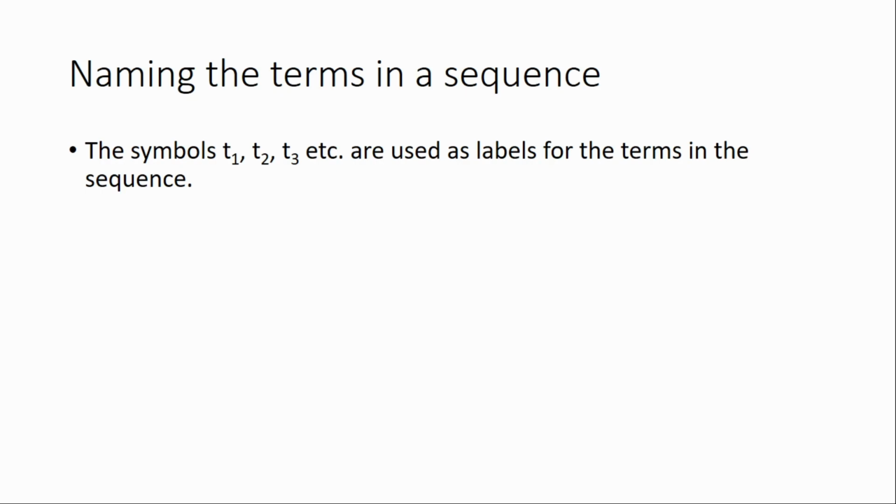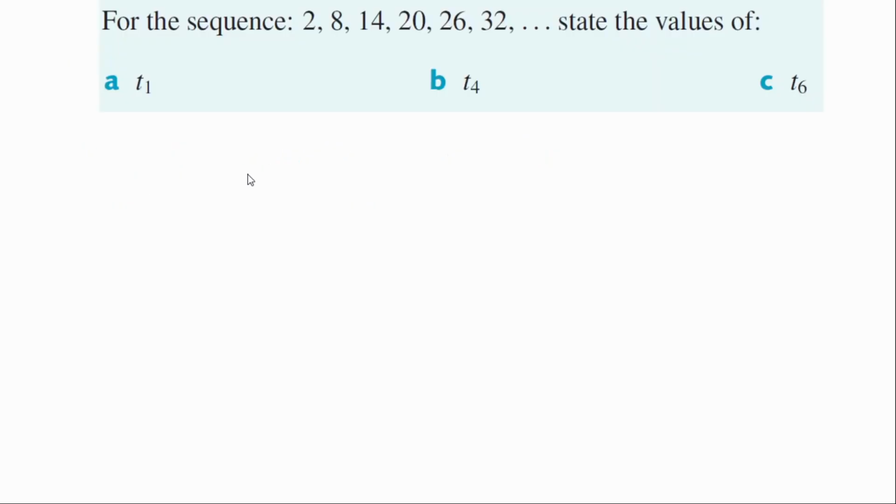Alright, now moving on to naming the terms in a sequence. The symbols T1, T2, T3, and so on are used as labels for the terms in the sequence. So T1 means the first term, T2 means the second term, and T3 means the third term. And the small numbers, as you can see there, are called subscripts. Alright, let's write that down into our bound reference.